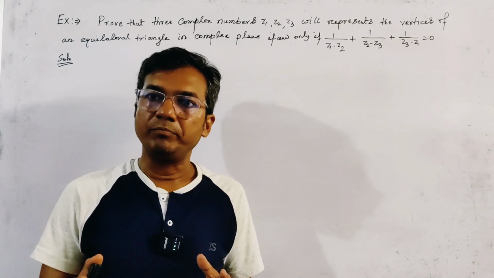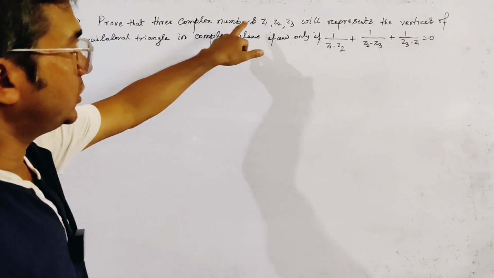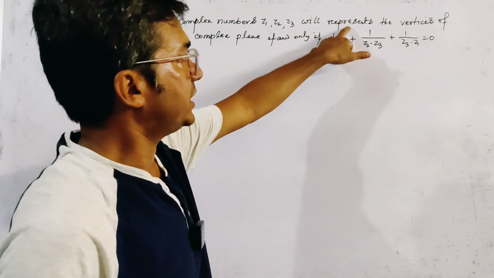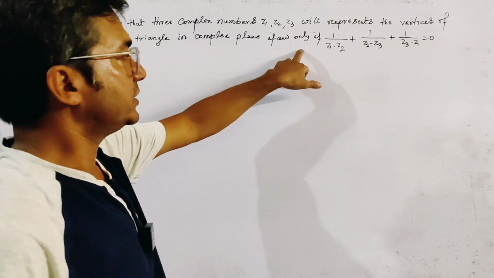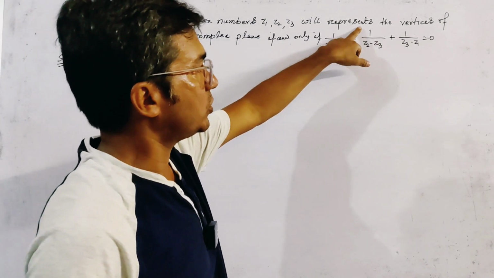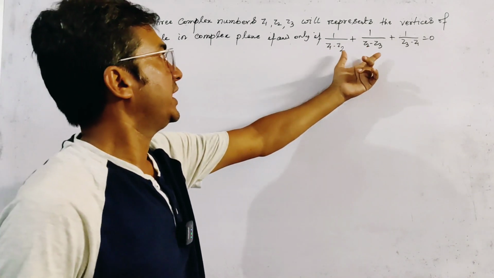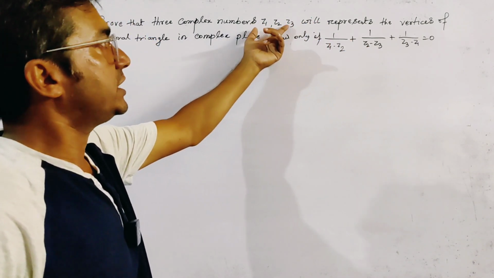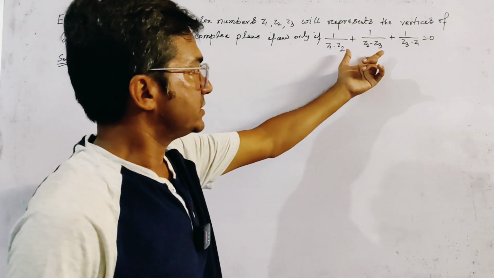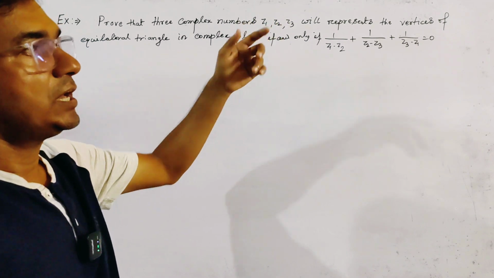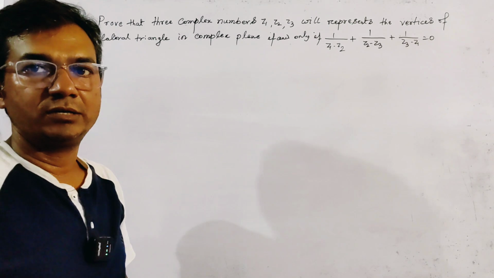A very important problem of complex numbers: prove that three complex numbers z1, z2, z3 represent the vertices of an equilateral triangle in the complex plane if and only if the relation 1 by z1 minus z2 plus 1 by z2 minus z3 plus 1 by z3 minus z1 is equal to 0. We have to prove this: if z1, z2, z3 are the vertices of an equilateral triangle, then this relation holds. And also, if this relation holds, then z1, z2, z3 are the vertices of an equilateral triangle. Right?